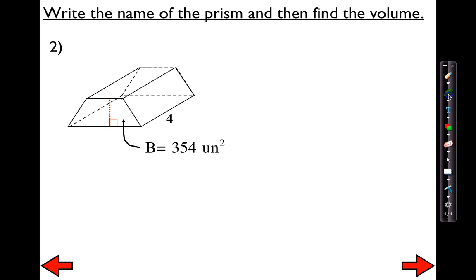For number 2, again, the first thing you want to do is identify what kind of prism it is. Well, I'm noticing here that the prism is a trapezoidal prism. Why? Because there's two trapezoids that are congruent and they are parallel to one another. So let's write that down. It is a trapezoidal prism.